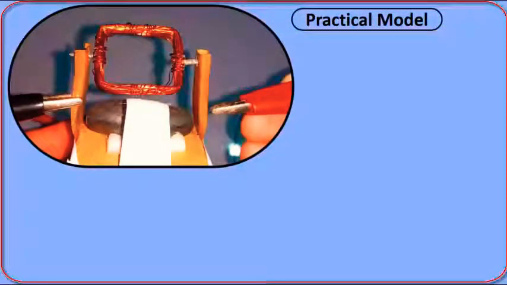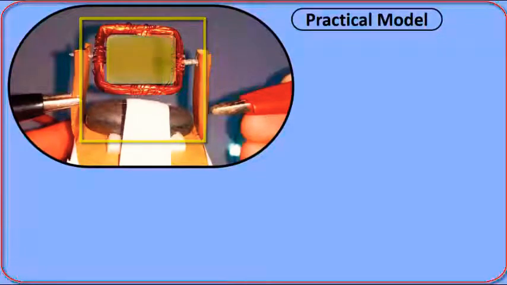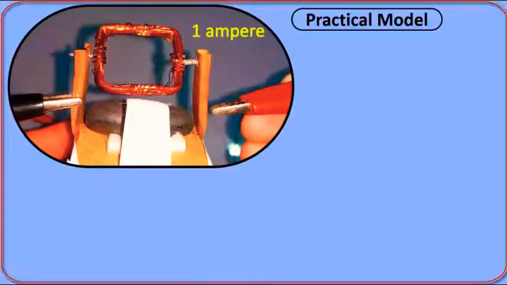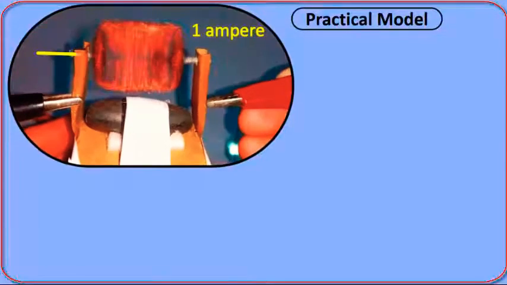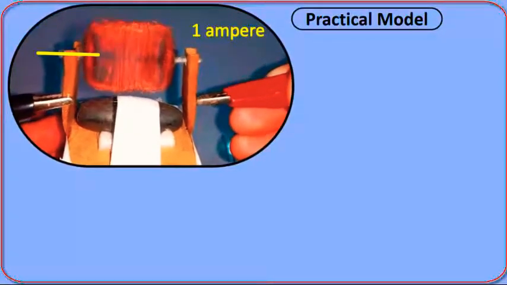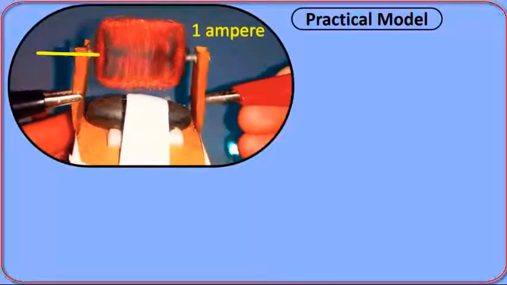In this model, we have a rectangular coil placed in a magnetic field. The plane of the coil is parallel to the magnetic field. 1 ampere DC current is passed through the coil. Magnetic force rotates the coil about a fixed axis. This rotation of the coil is torque produced by the magnetic field.